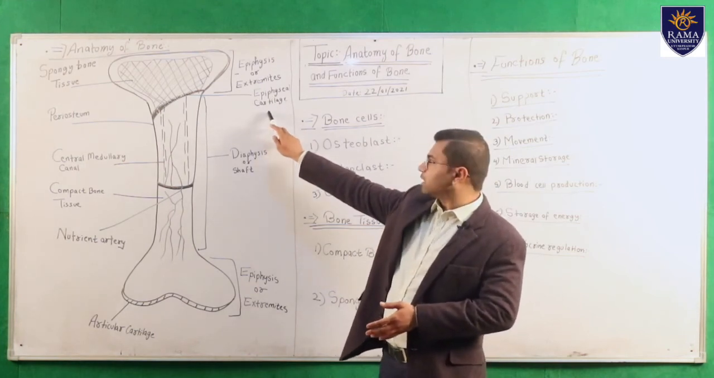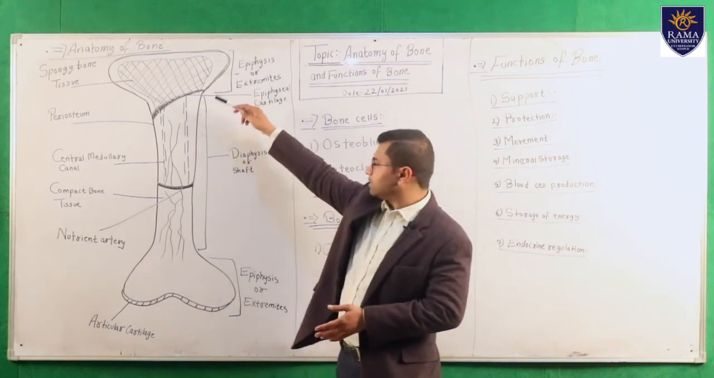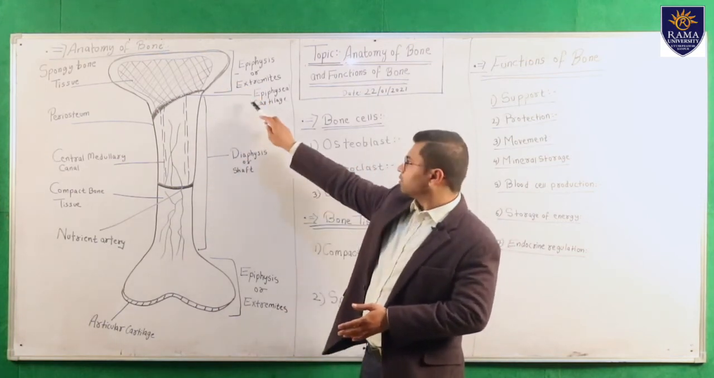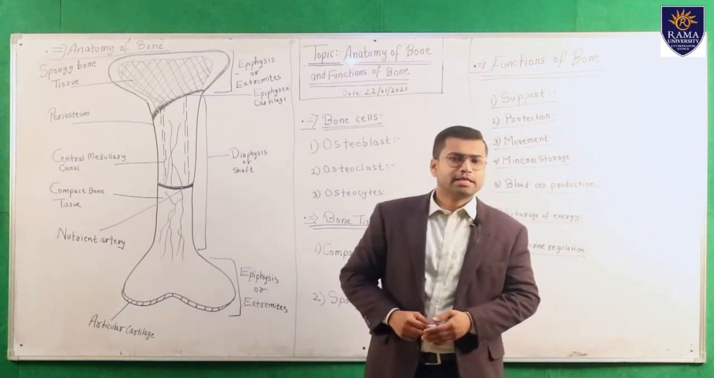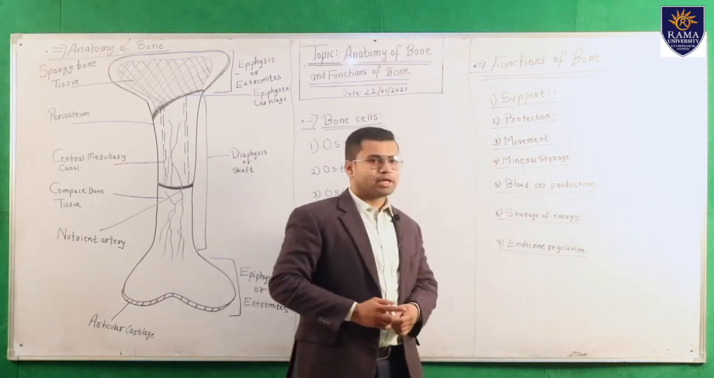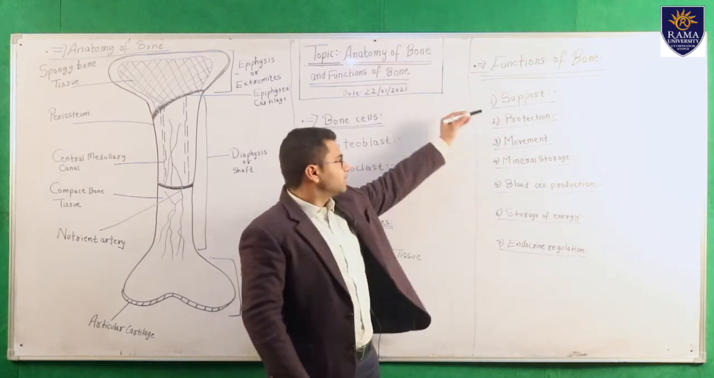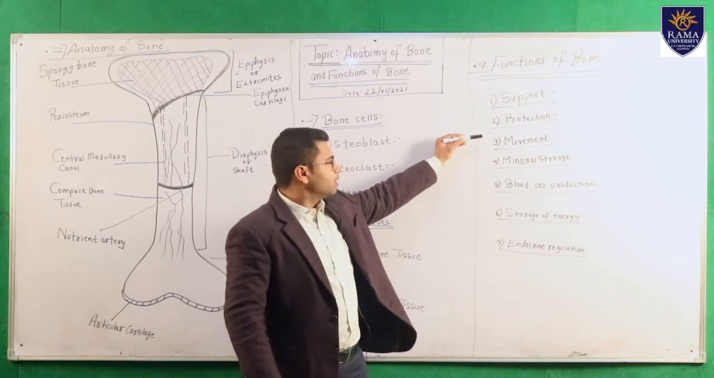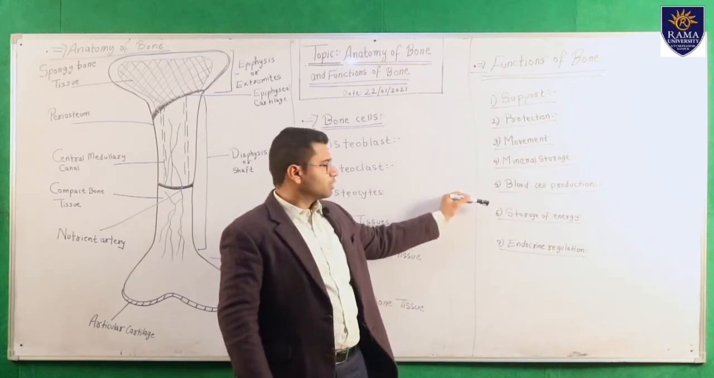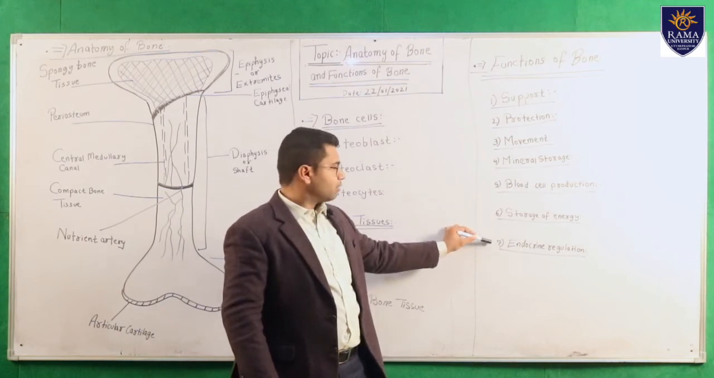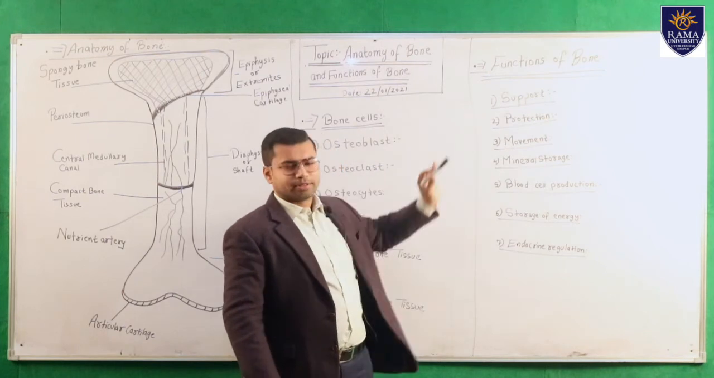What does the epiphyseal cartilage do? This epiphyseal cartilage divides the epiphysis and diaphysis. So this was all about the anatomy of bone. Next we can see the functions of bone. There are 7 major functions of bone: support, protection, movement, mineral storage, blood cell production, storage of energy, and endocrine regulation.